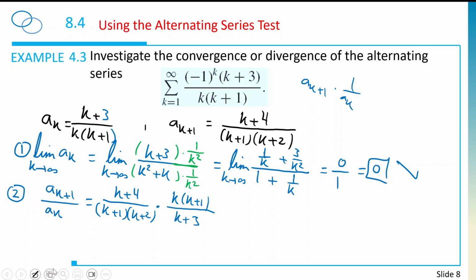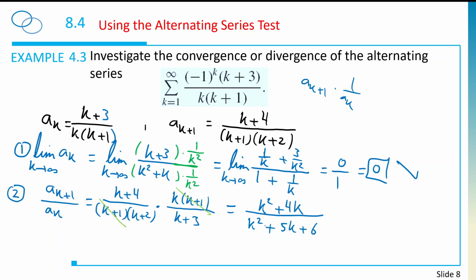Now see if there's any cancellation before you multiply. It's always recommended to cancel out before you multiply. So the k plus 1 with k plus 1 will be cancelled out. Okay, great. And then let's multiply and see what we get. What do I have in the numerator? k times (k+4), which is k squared plus 4k. Down, I have (k+3) times (k+2), which is k squared plus 2k, 3k, 5k, plus 6.